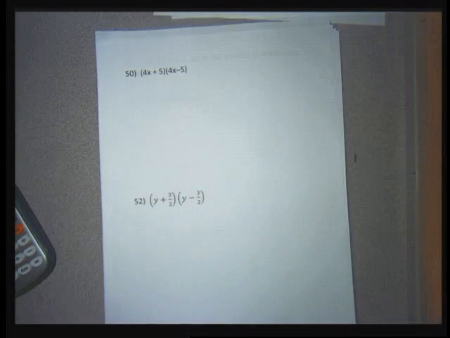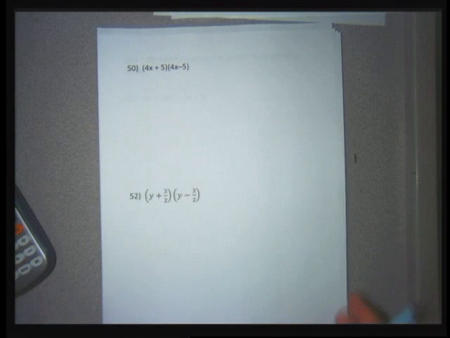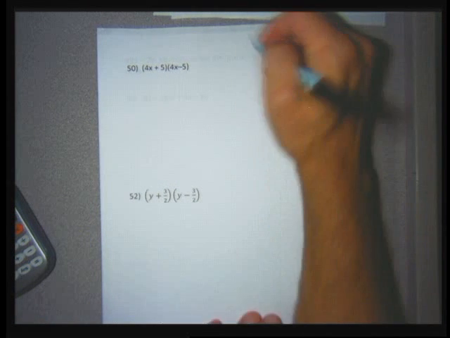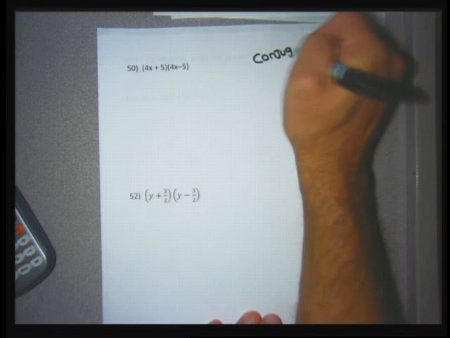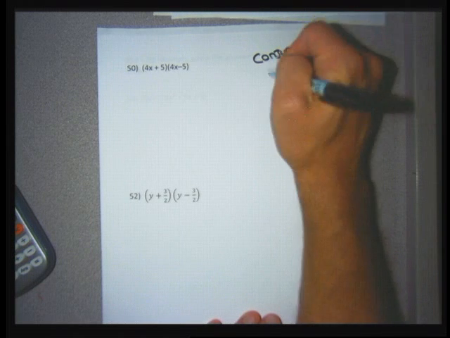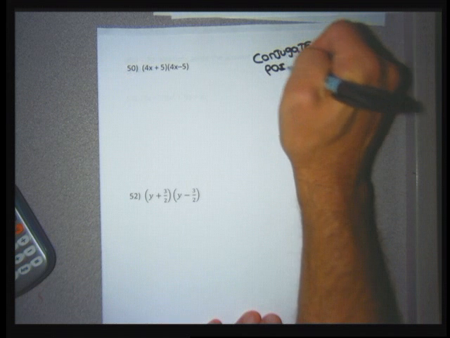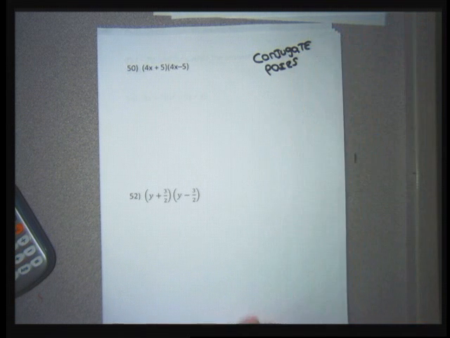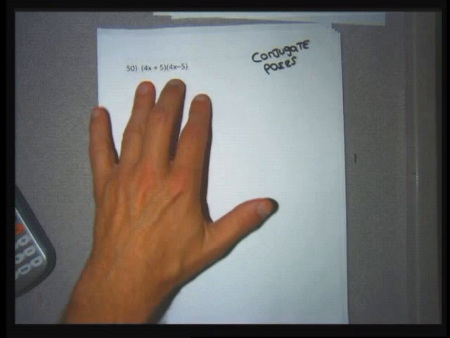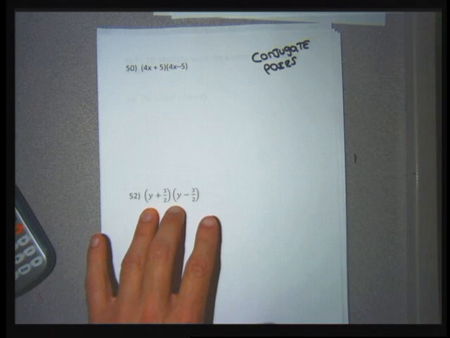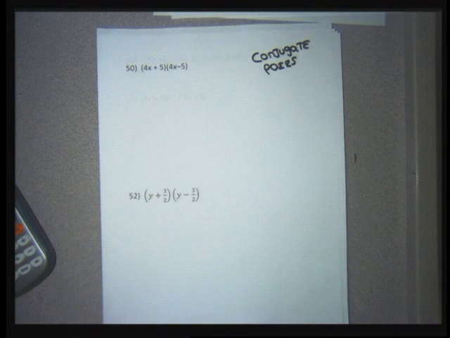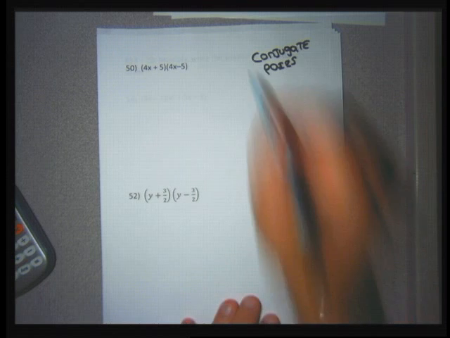Oh, more and more of these. On 50 and 52, I call these conjugate pairs. What makes these problems special is the parentheses have the same contents, except the signs are different. So that's what makes a conjugate pair: two binomials that are the same except for the signs being opposite.